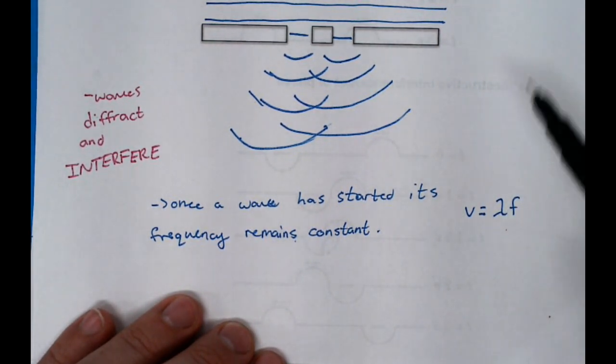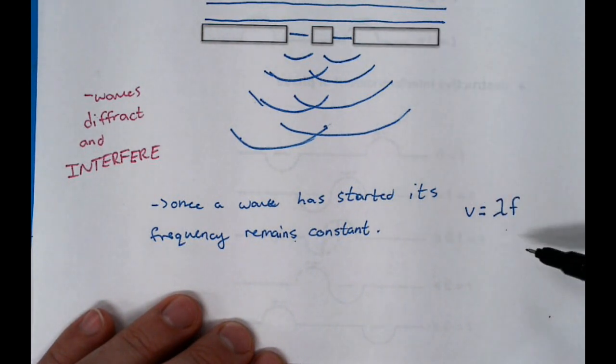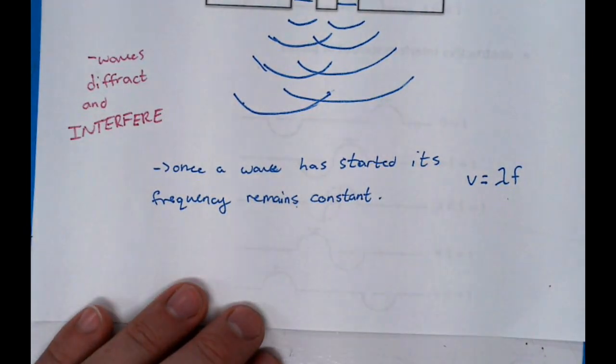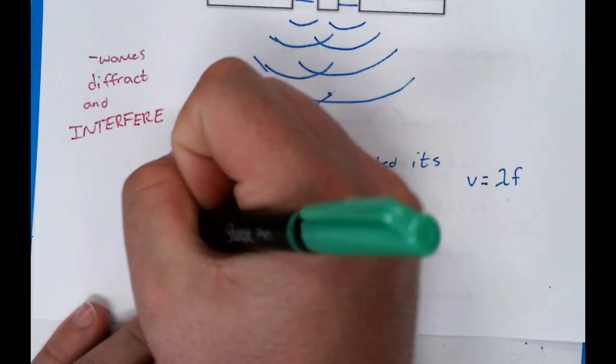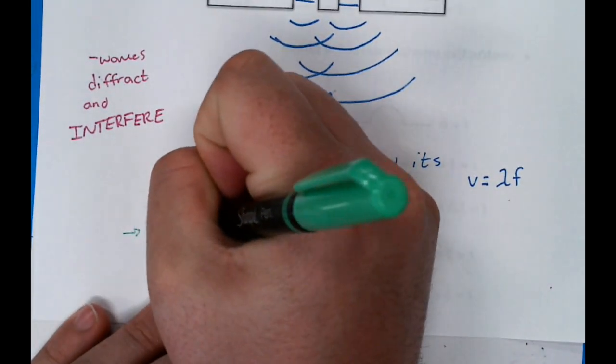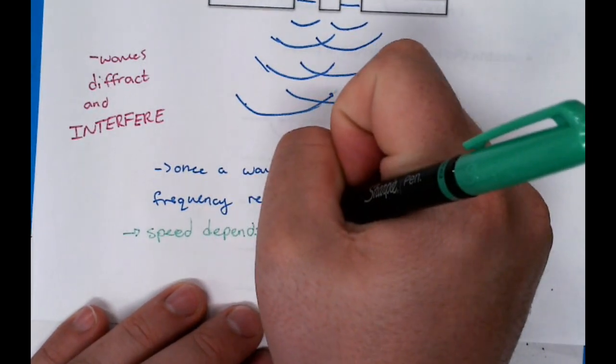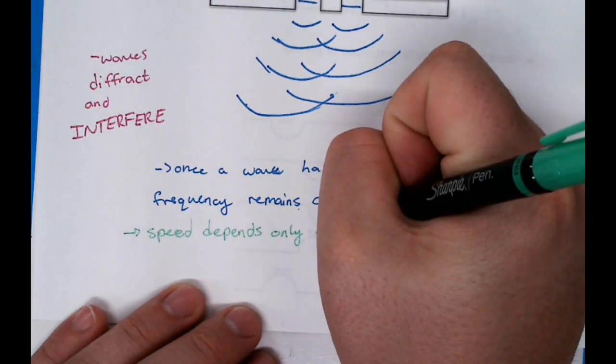The speed is different though. The speed depends on the medium. Speed depends only on the medium. In other words, what the wave is going through is going to determine your speed.